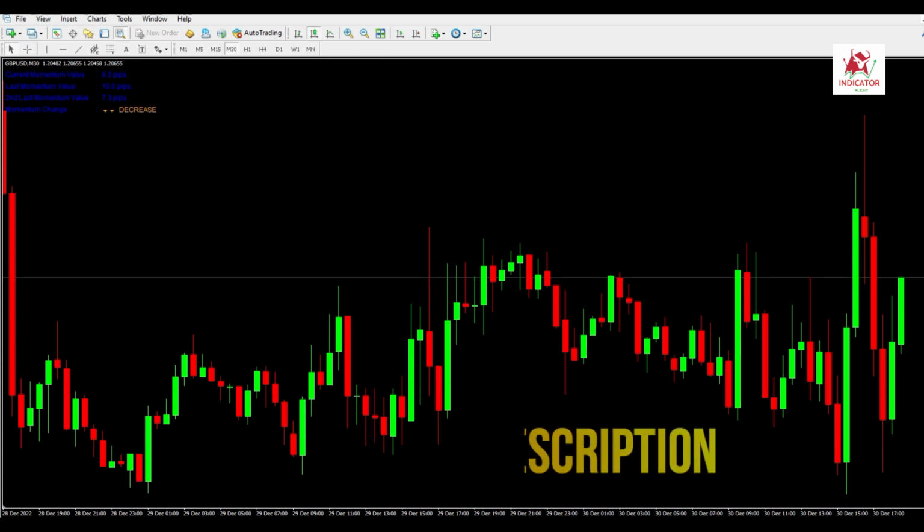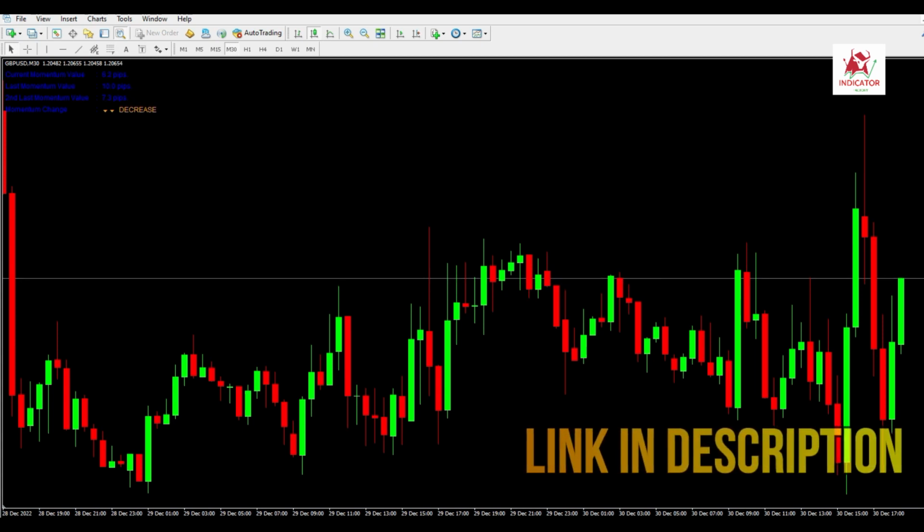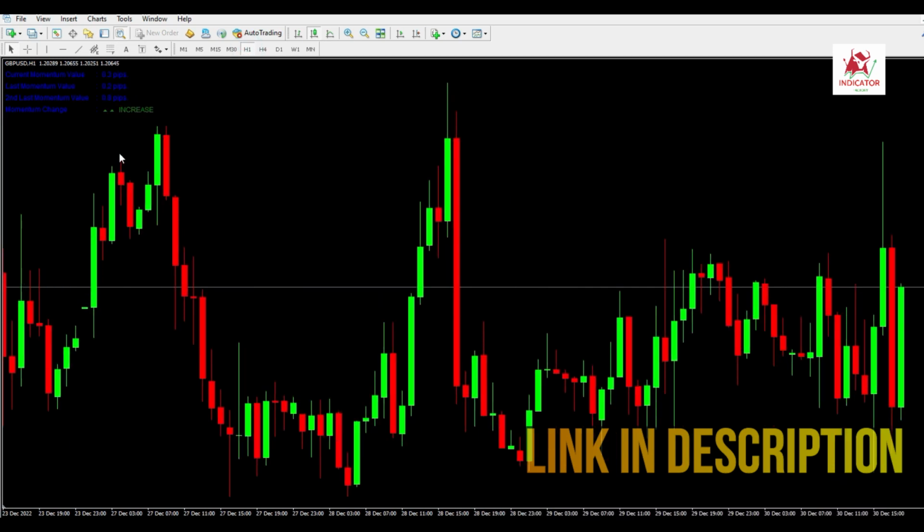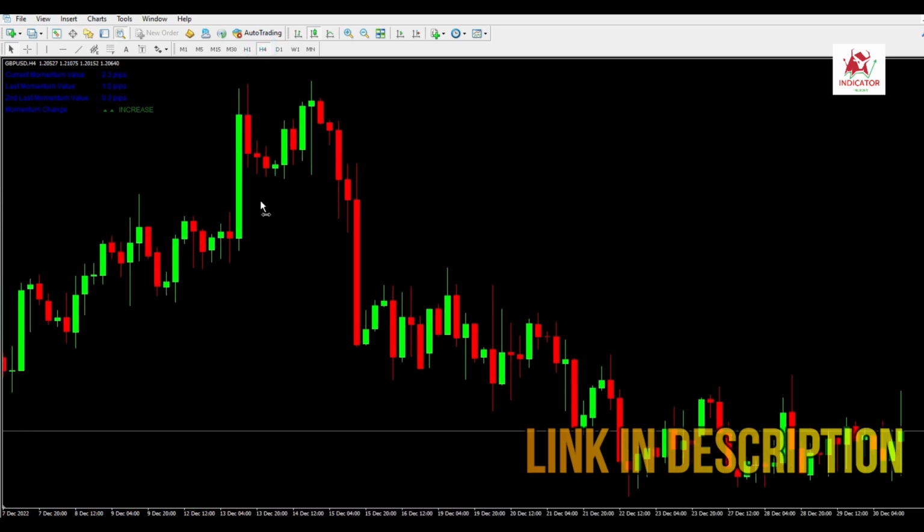The momentum detecting indicator for MT4, MetaTrader 4, measures momentum for the underlying currency pair and displays the outcome in the upper left part of the chart. Currency traders use this indicator to identify oversold and overbought market conditions and trend strength. The indicator displays the current momentum value, pips, last momentum value, pips, and second last momentum value. It also detects if momentum is increasing or decreasing over time.